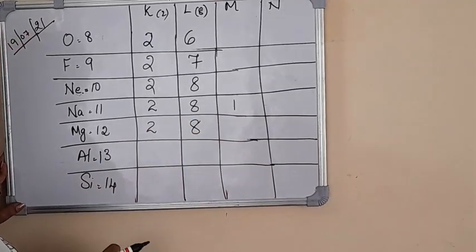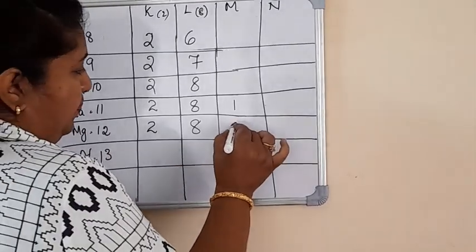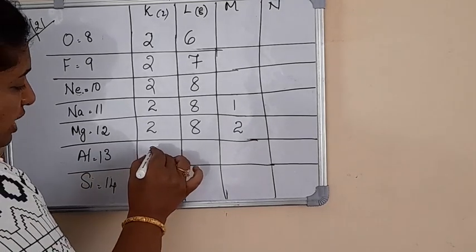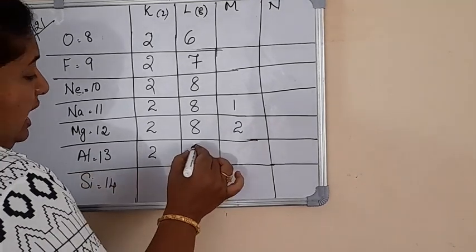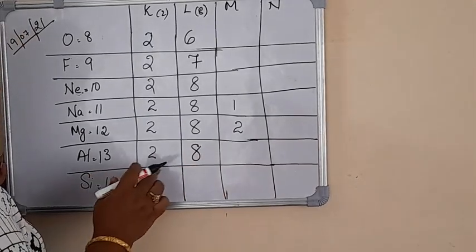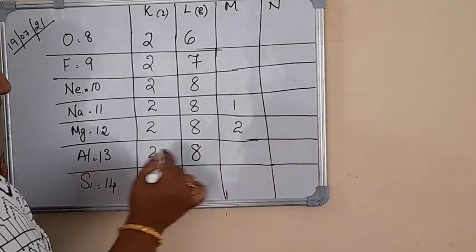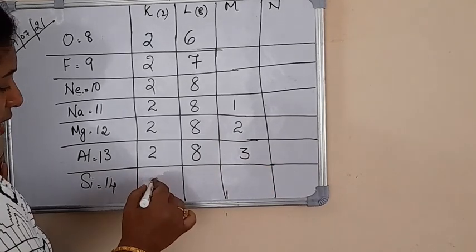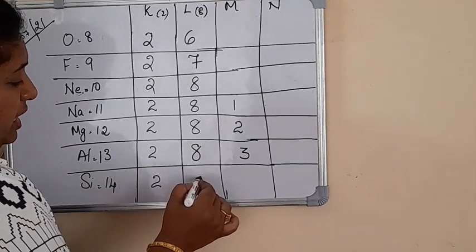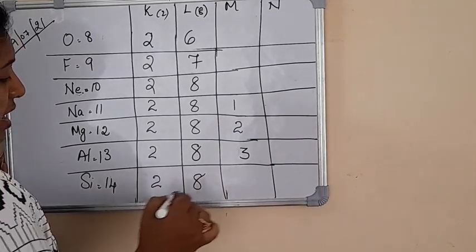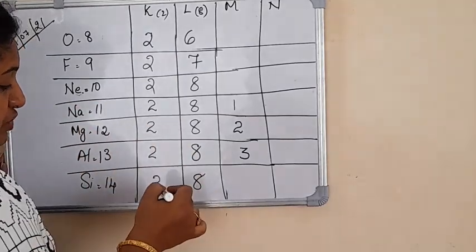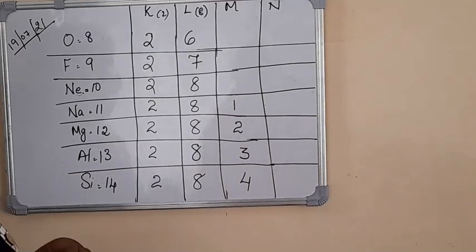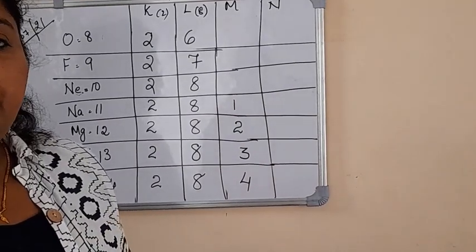Okay. Now magnesium, similarly 2 in the K shell, 8 in the L shell. 8 plus 2, 10. 12 minus 10, 2. Next, aluminium, atomic number 13. 2 electrons in the K shell, 8 electrons in the L shell. Here already 10. 13 minus 10, 3. Silicon, atomic number 14. 2 electrons in the K shell, 8 electrons in the L shell, and 8 plus 2, 10. 14 minus 10, 4. So in this way you can fill the electrons in the shells.